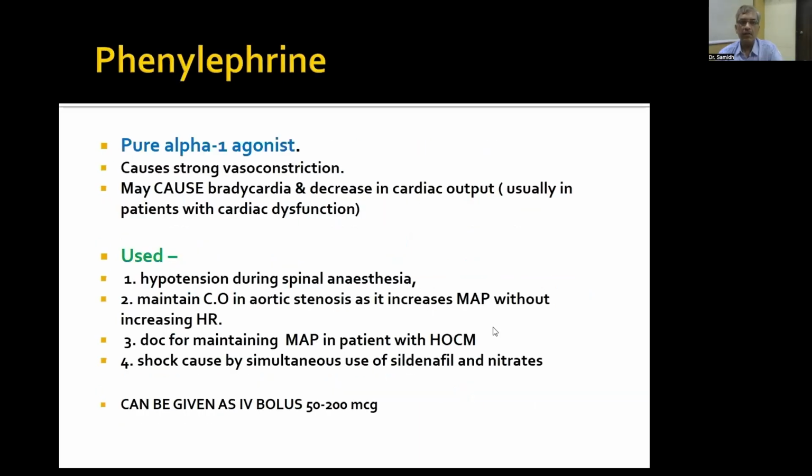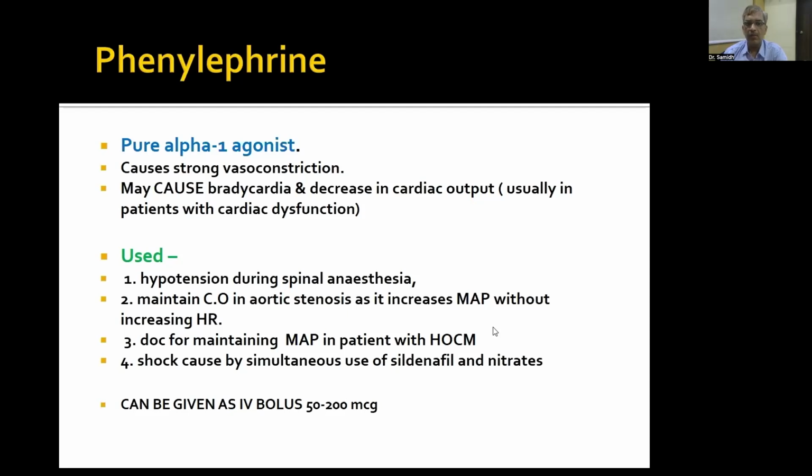Phenylephrine is again a pure alpha 1 agonist. It causes strong vasoconstriction, and because of the hypertension, it can cause reflex bradycardia also. It is primarily used in hypotension during spinal anesthesia because it can be given as bolus therapy also. And where there is a stenotic valve disease like aortic stenosis or HOCM, where you do not want to increase the heart rate and want to maintain the mean arterial pressure, it is used as a continuous infusion.